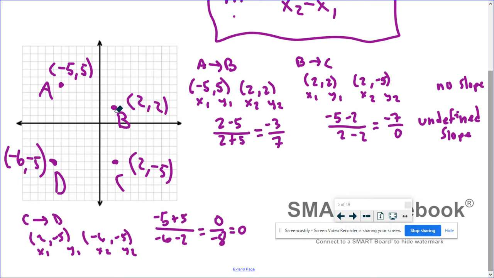But again, I want to reiterate, a vertical line, like we had from B to C, has no slope. A horizontal line, like it is between C and D, has a slope of 0. That is different. So 0 is not undefined, and undefined is not 0. I know there's a couple others. I'll let you try them on your own.